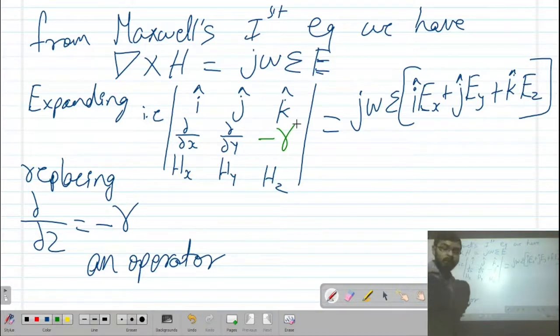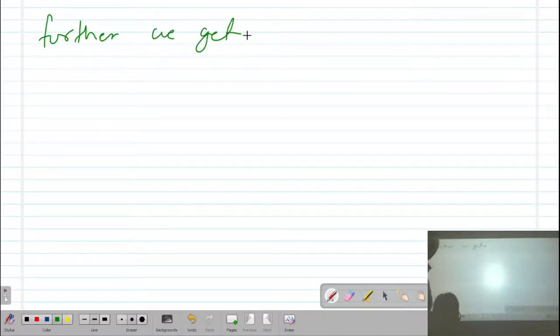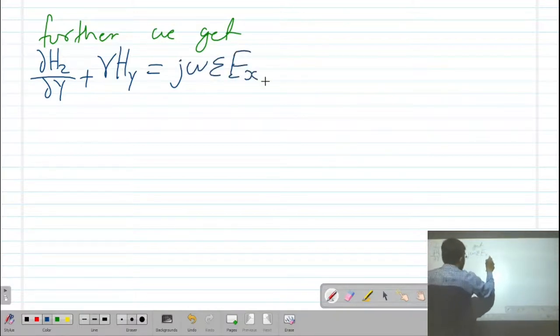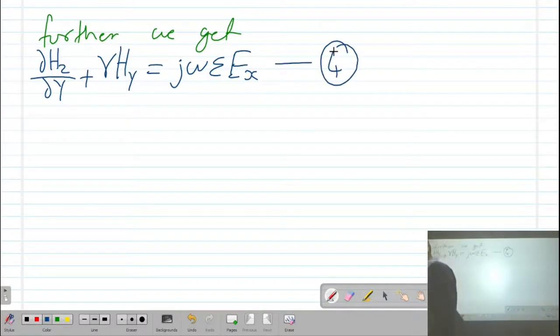Now equating the coefficients of i cap, j cap and k cap, further solving and equating, we will get three equations. That is, del H of z by del y plus gamma H of y is equal to j omega epsilon E of x. This is equation number 4. Let us say this is equation number 4.